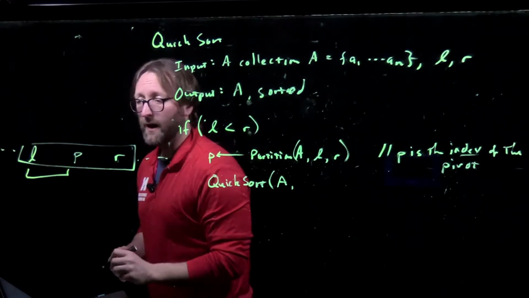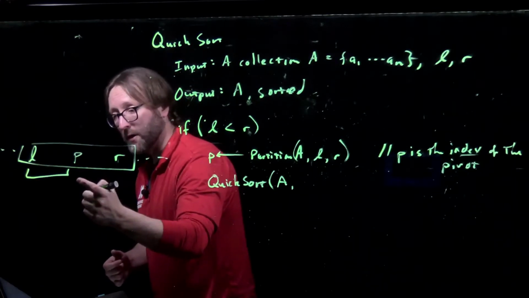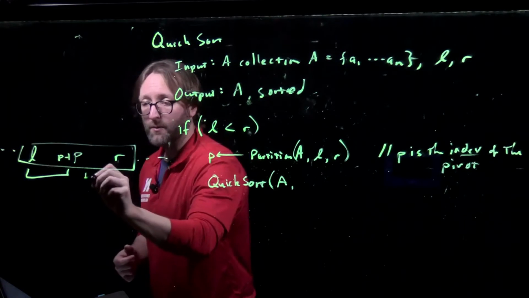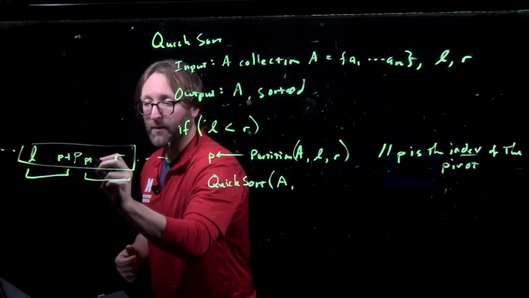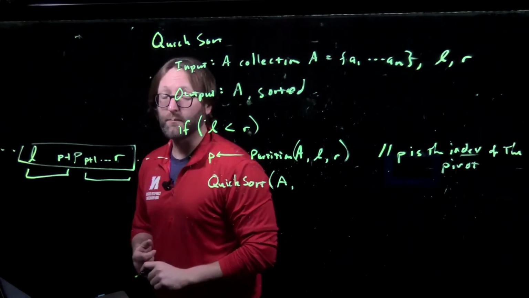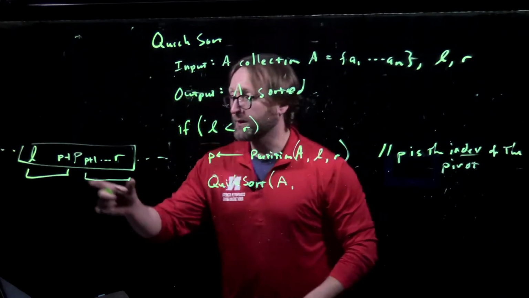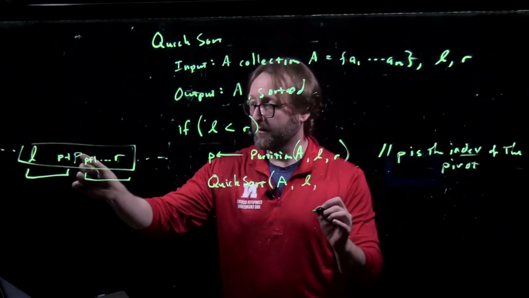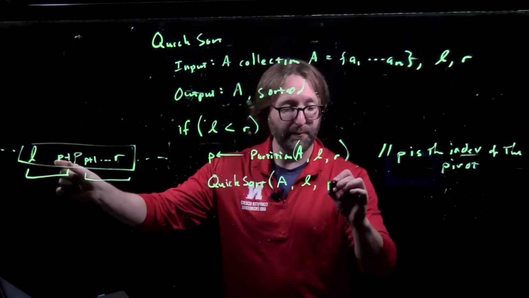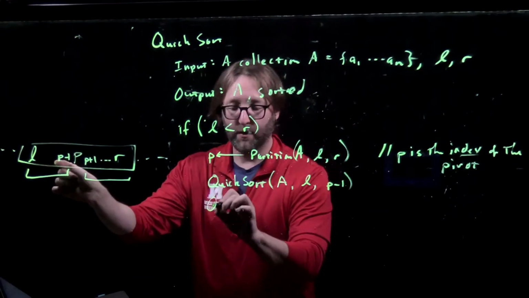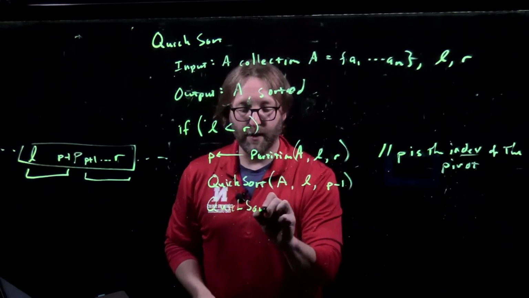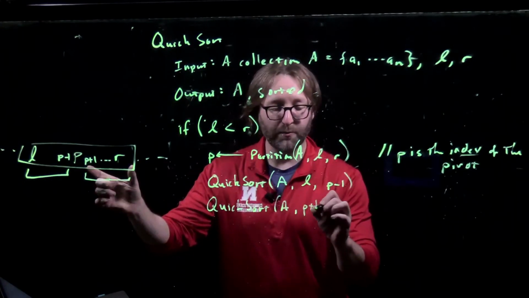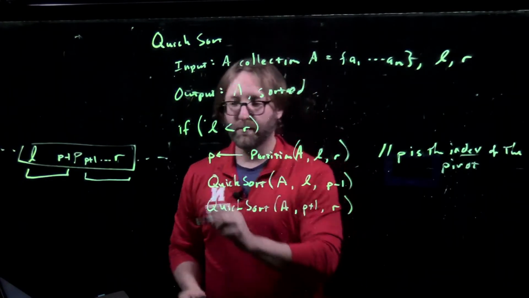I want to recurse on everything from L up to P minus 1. And I want to recurse on the right partition, which is P plus 1, all the way up to R. So let's go ahead and take care of the left partition first. L doesn't change, but going to the right, it's now P minus 1. And on the right partition, again, the array doesn't change, but you're going from P plus 1 up to R.